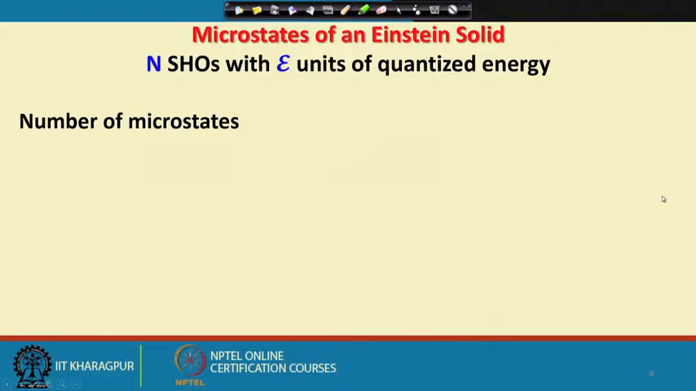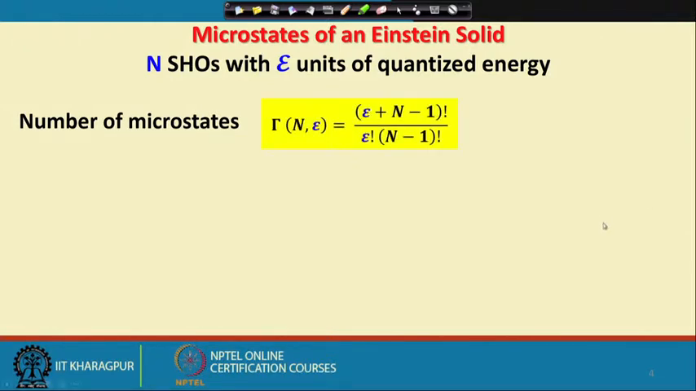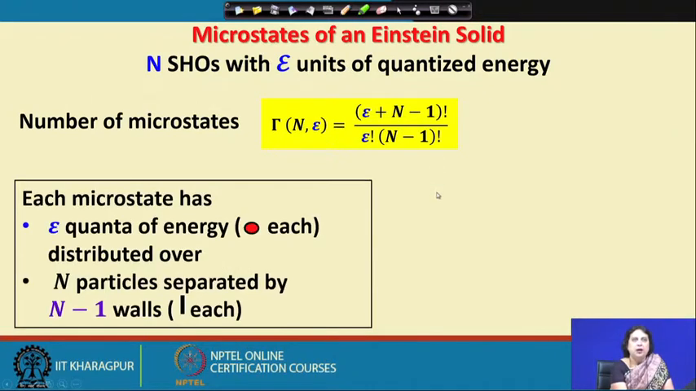So, let us try and have a look at how I find the number of microstates, given that there are capital N simple harmonic oscillators with epsilon units of quantized energies. We have already covered this, and we now know that the number of microstates depends on the quanta of energy available, that is epsilon, and the number of particles present, in the following way.